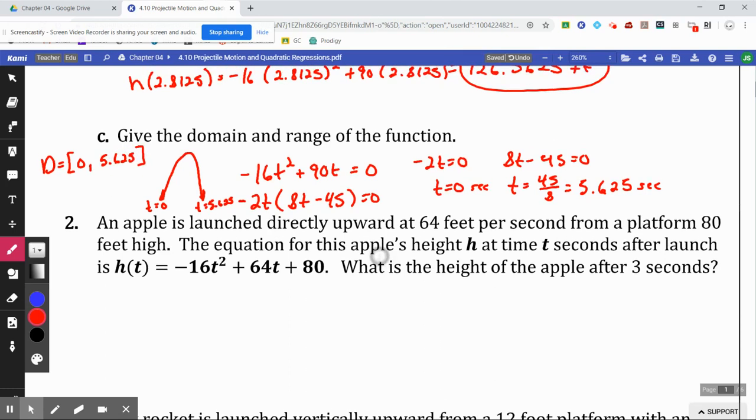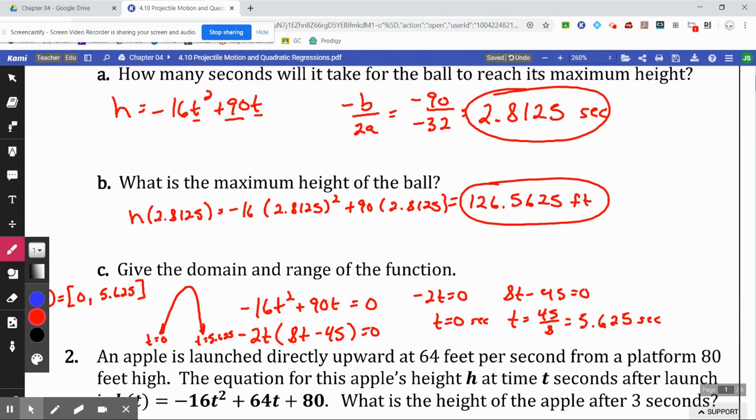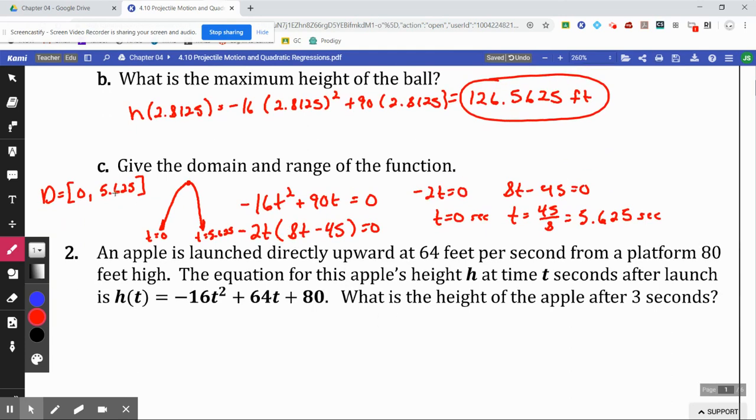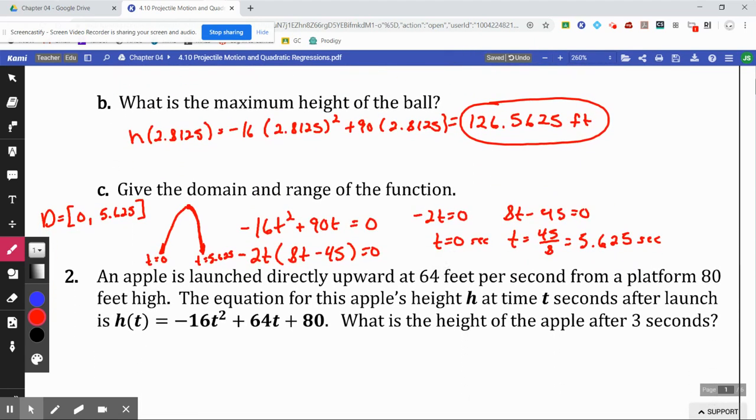Another way that we could actually find that is you could have used this. It reached its maximum height after 2.8125 seconds. It's going to take the exact same amount of time to come back down. So you could have just doubled that and you would have got the same 5.625. Now the range.